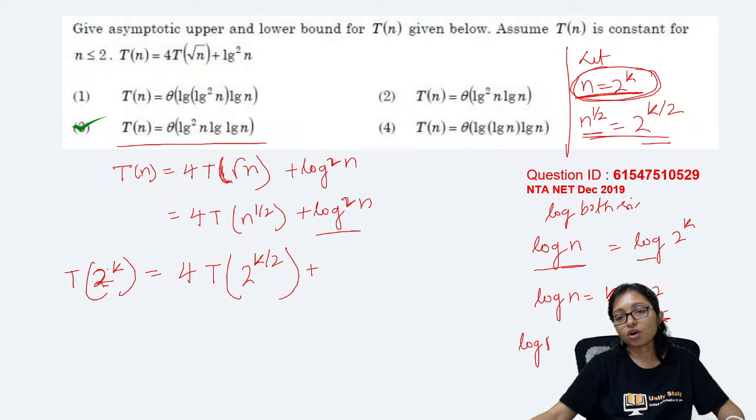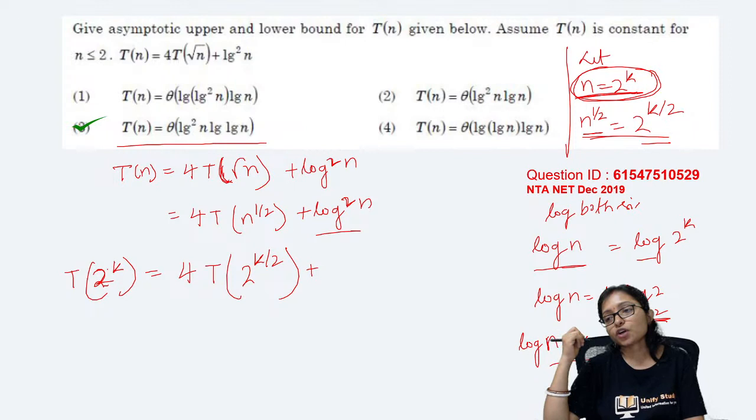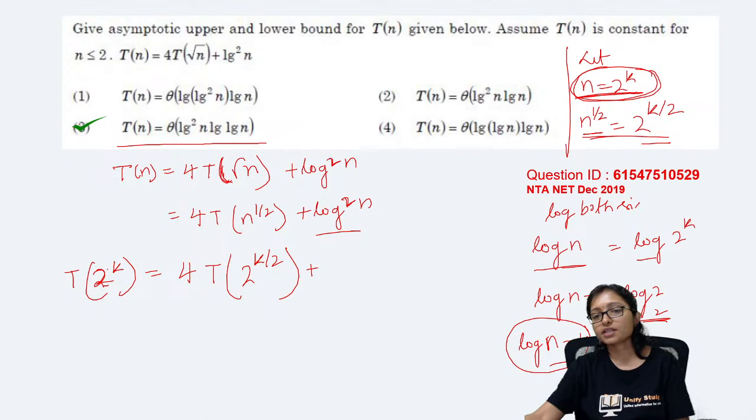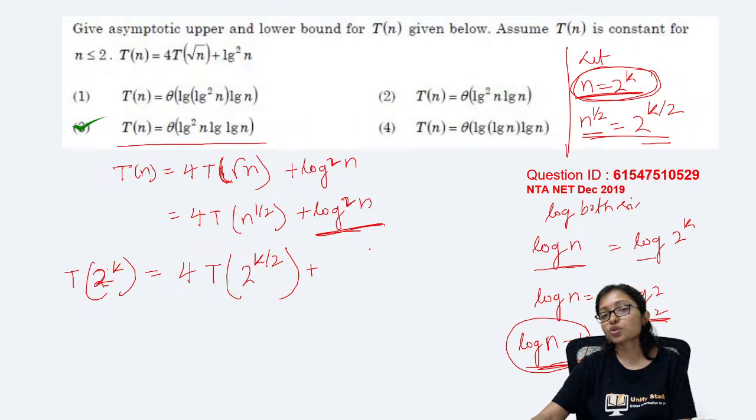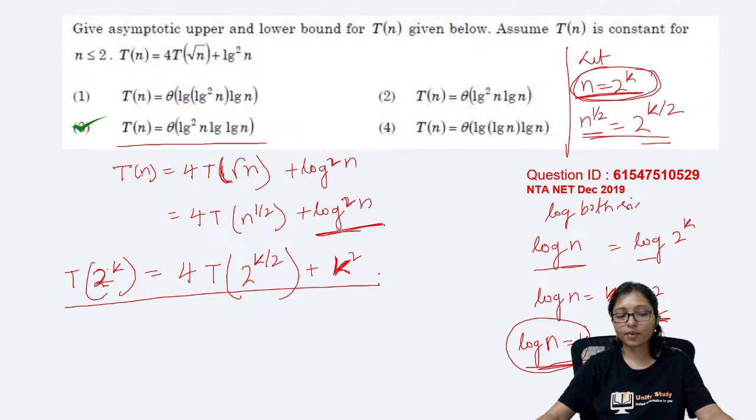Can I do it or not? So I get log n equals k. See that I am getting log n equals k. As log n equals k, so log square n equals k square. That is what we can do. So now you saw that you got a format. This is a format. Now again we will do another thing.